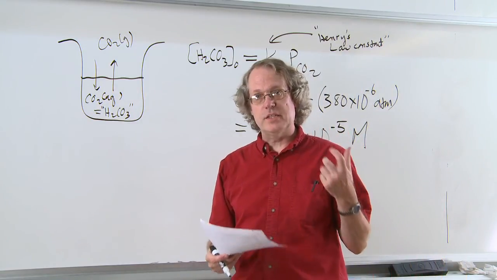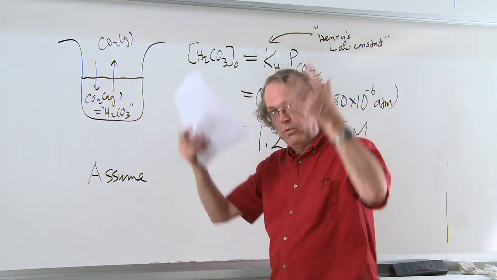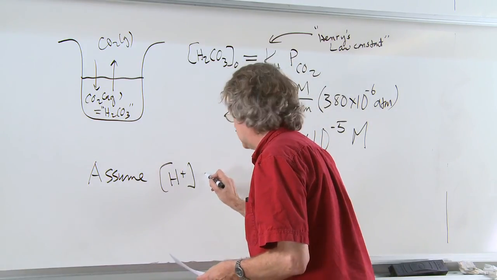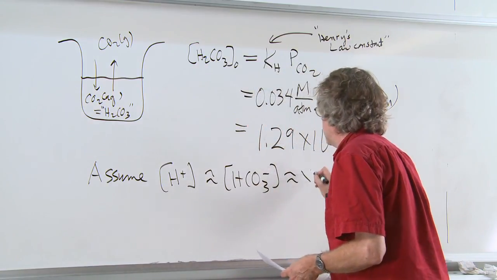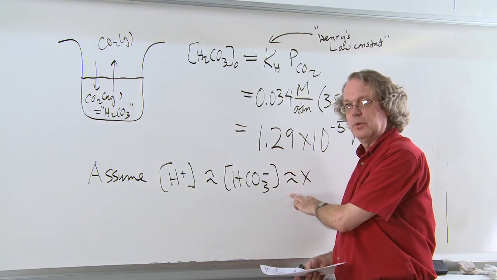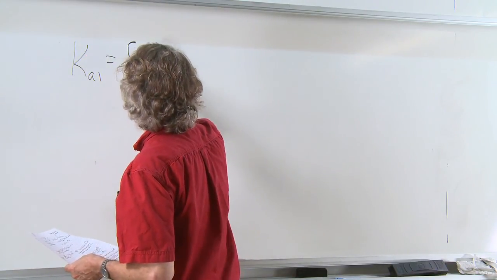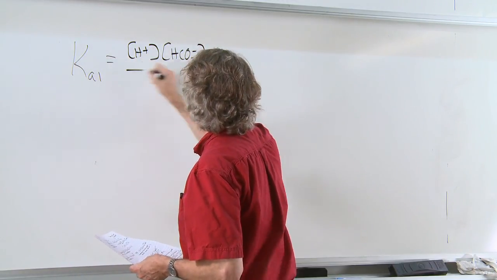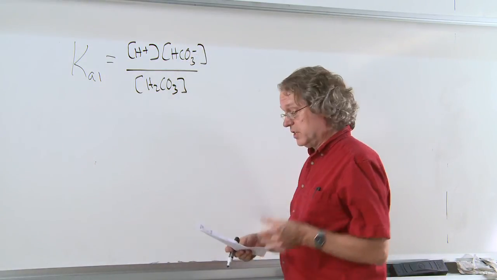What we're going to do next is assume that we can do what we talked about before in these equilibria and assume that the concentration of H+ is approximately equal to the concentration of HCO3-, which we called X before, and that that's set by the first equilibrium. So now what we can do is use that first equilibrium expression, Ka1 is equal to H+ times HCO3- divided by H2CO3, and use this approximation.